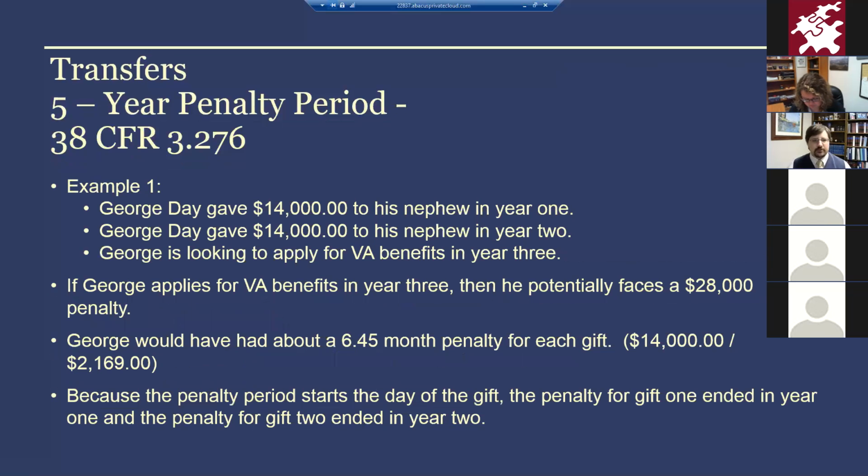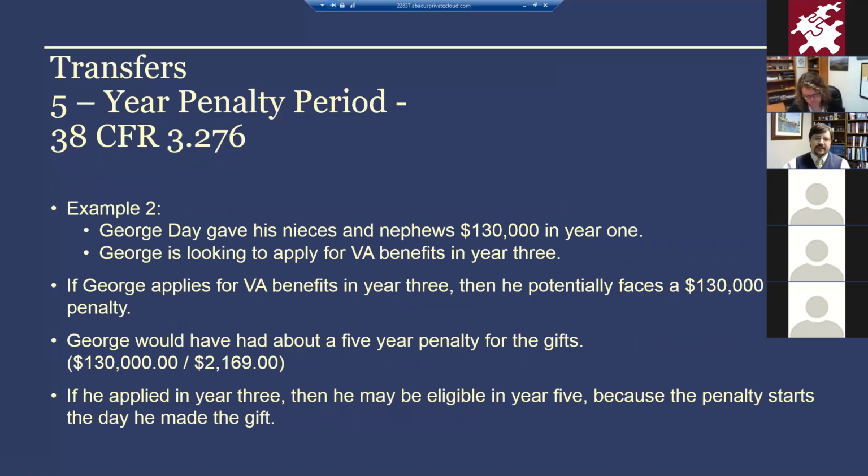So, for example, George gave $14,000 to his nephew in year 1 and $14,000 to his nephew in year 2, looking to apply for VA benefits in year 3. He potentially faces a $28,000 penalty. He would have had about a 6.45 month penalty for each gift. But again, because the penalty period starts the day of the gift, the penalty for gift 1 ended in year 1, and the penalty for gift 2 ended in year 2, right? Because the year is 12 months.